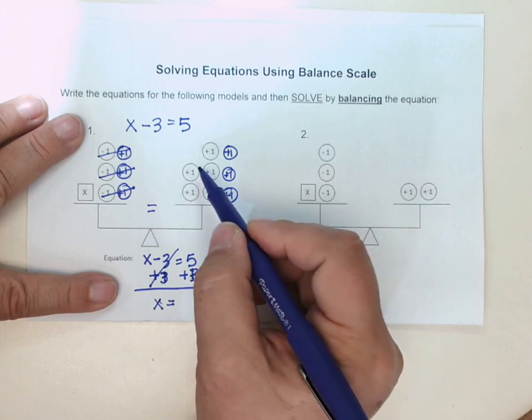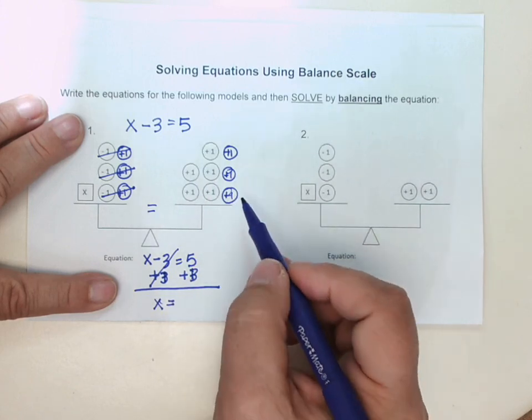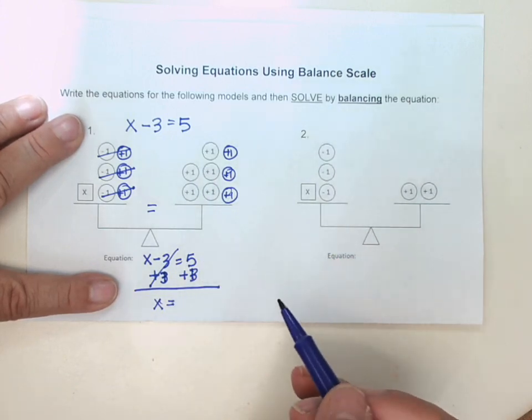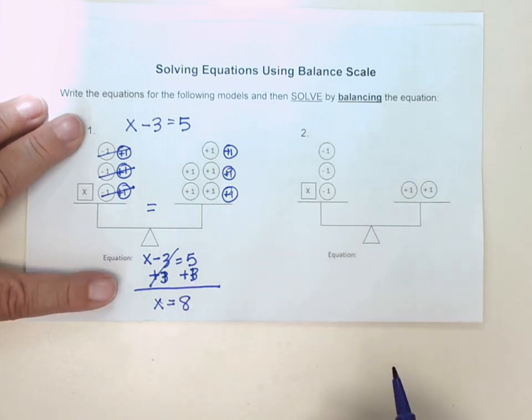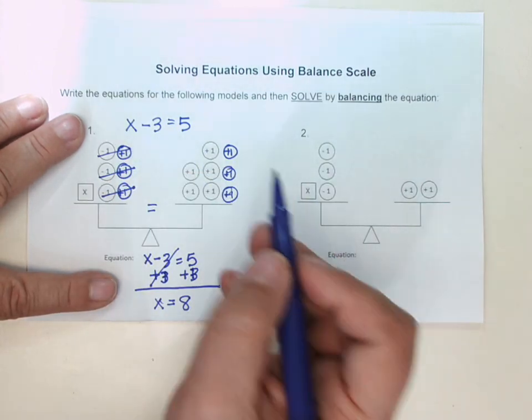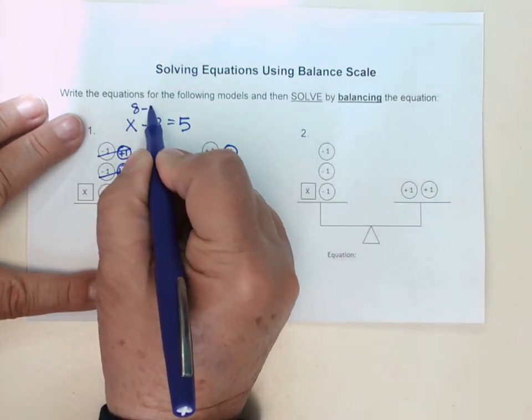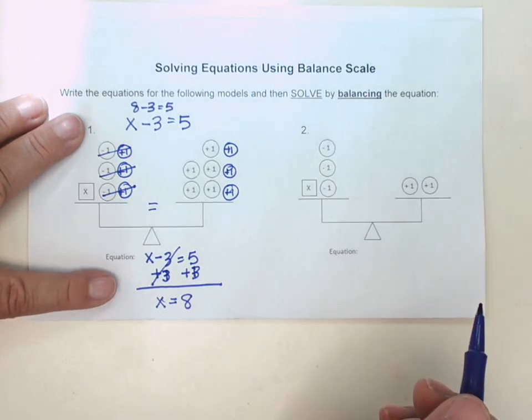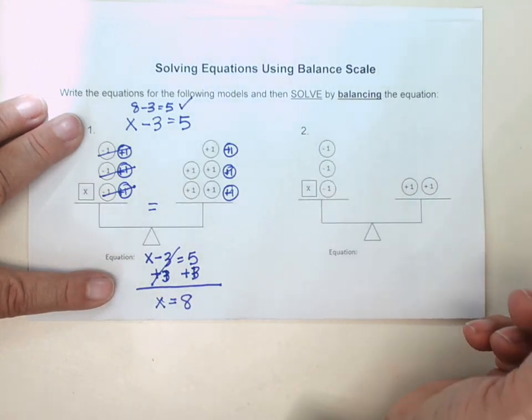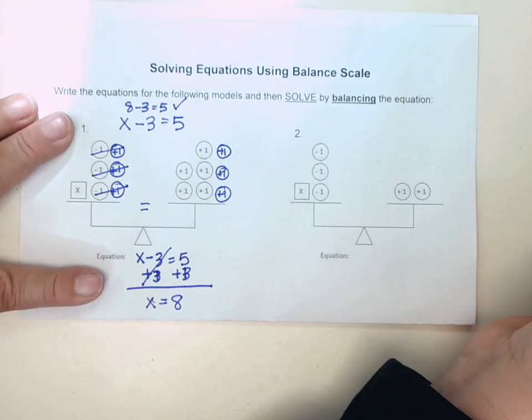And on this side, we have 5 and 3 positives, all positives. So they're going to join forces, and that becomes 8. So we know now that x equals 8. If we go back to the original equation, we put in 8 where the x is, and does 8 minus 3 equal 5? Yes, it does. So you definitely want to check it when you're finished.